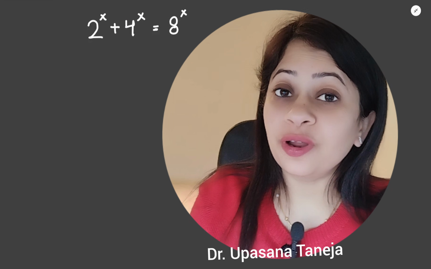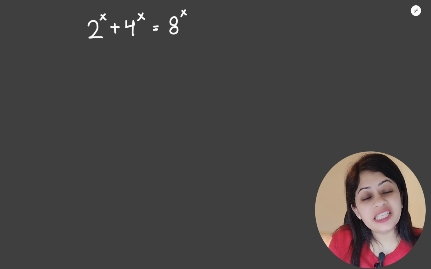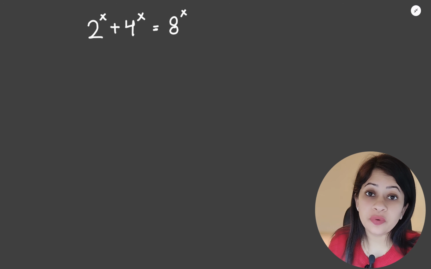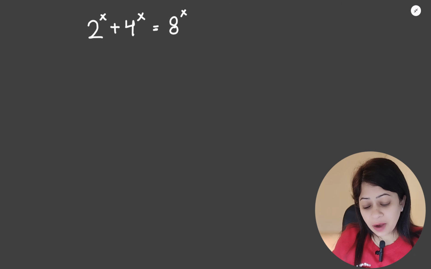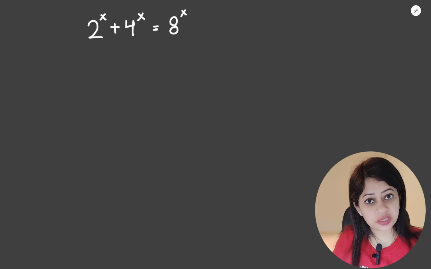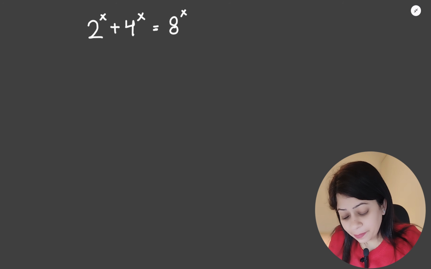Everyone, so we are solving this question today. What do we have here? We have 2 raised to power x plus 4 raised to power x is equal to 8 raised to power x. How do we start these exponent questions? First of all, we will try to make the base same.